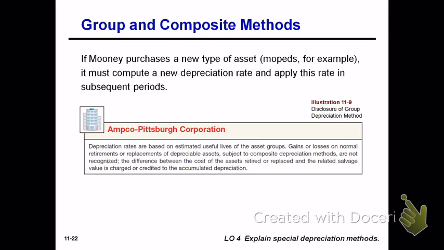If you buy a new group of assets, you have to compute a new depreciation rate and use it going forward. If you're doing composite and you add a new group of assets, you have to just recalculate everything to come up with a new composite rate.